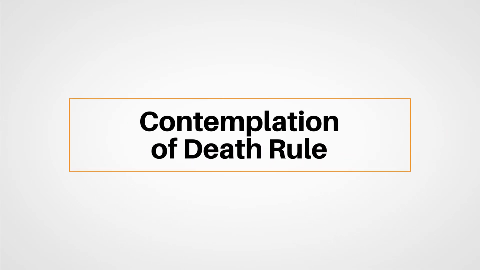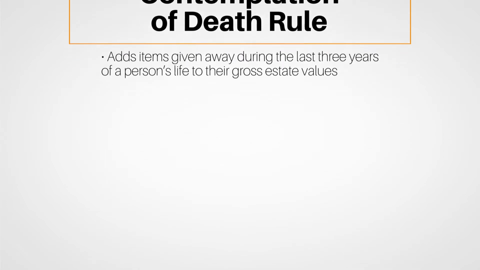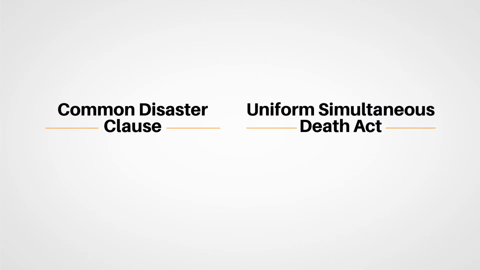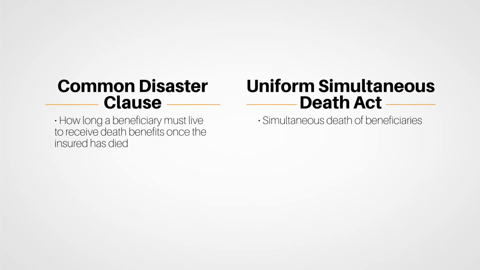The last part of the section covered the IRS contemplation of death rule. The 3-year bring-back rule adds items given away during the last 3 years of a person's life to their gross estate value. The Common Disaster Clause and the Uniform Simultaneous Death Act deal with things like how long the beneficiary has to live to get the death benefit once the insured has died, and simultaneous death, where the insured and the primary beneficiary die and it's unclear who died first.